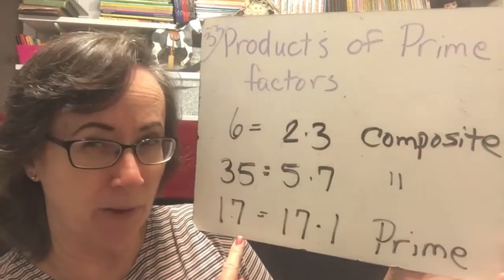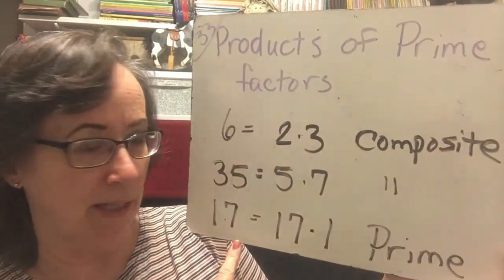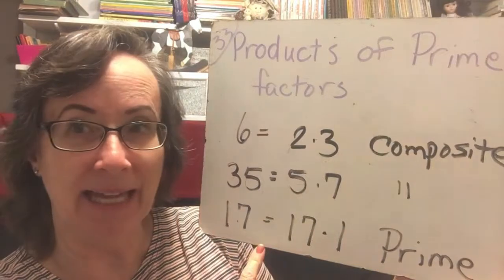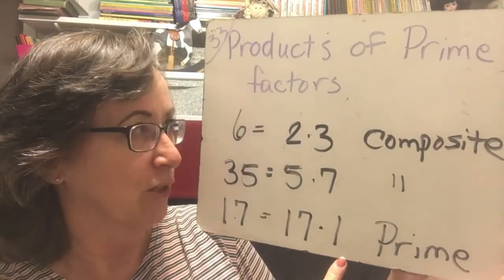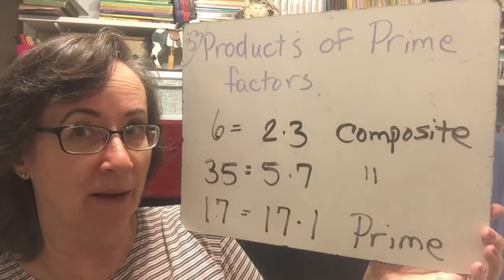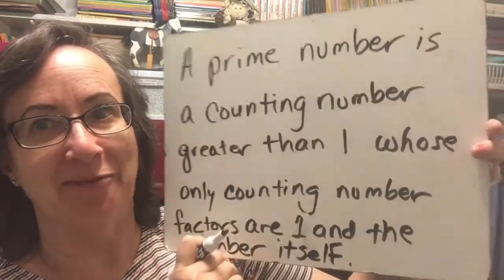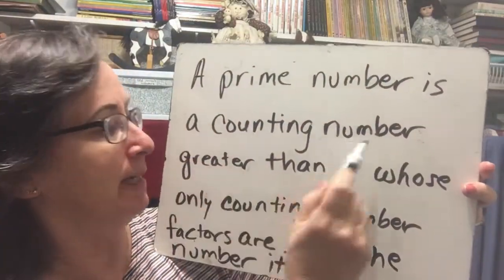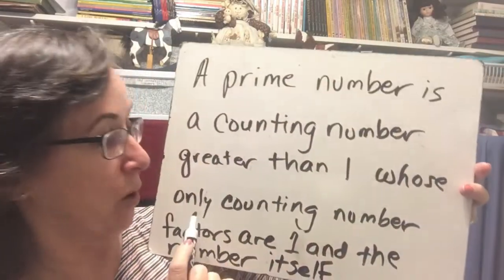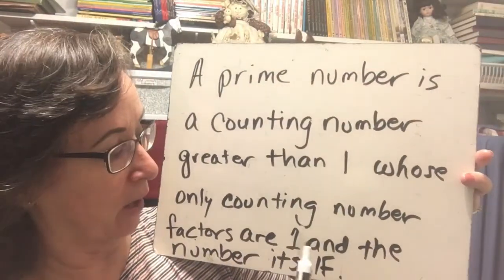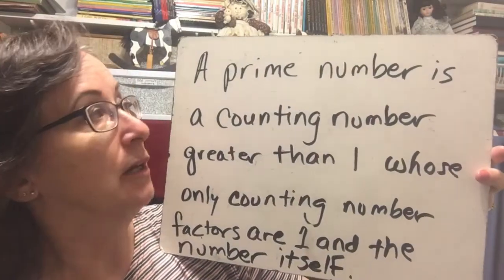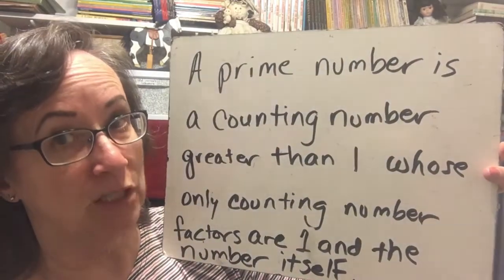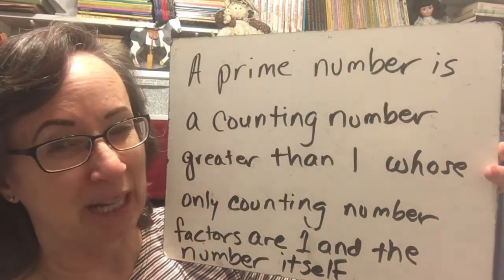So the definition of prime is any number greater than 1 that cannot be factored except by itself and 1. So we're going to work with prime and composite numbers. Okay, so I wrote out the definition so we could go over it a little bit more succinctly. A prime number is a counting number greater than 1 whose only counting number factors are 1 and the number itself. So a prime number can only be split up into itself times 1. In other words, there's no other way to break it up.